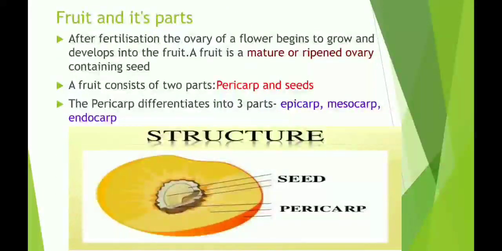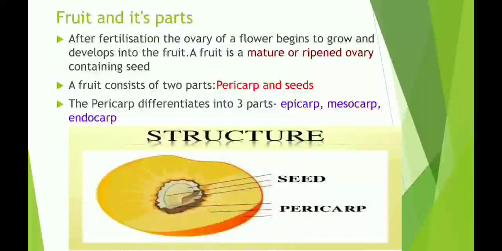The next one is fruits and their parts. I think, students, you know about the different parts of the plant, and you can even define them, like leaves, roots, shoots, and flowers. From class 6, you have been reading about the different parts. Now, you should know the definition of fruits also.